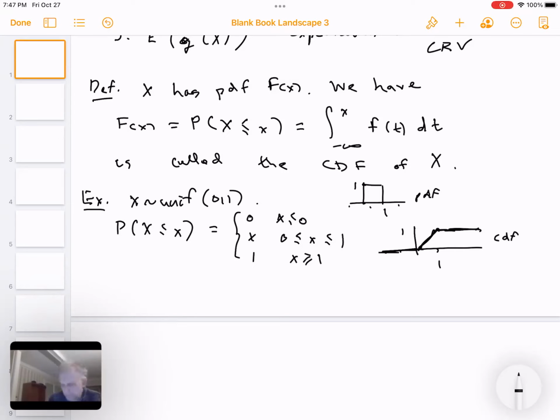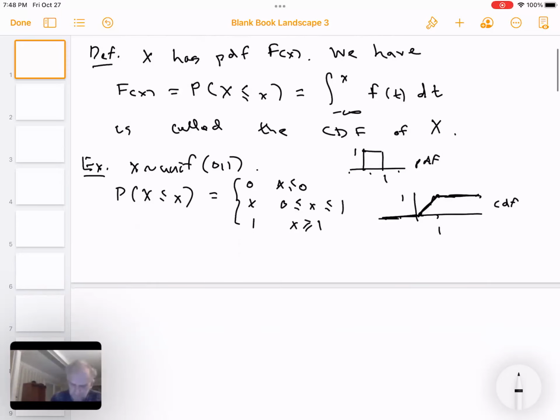If I'm interested, say, in the probability that capital X is less than 1/2, I just see what the value of the CDF is. So at 1/2, I go here, it's 1/2. Of course, if you just need the probability at a particular point, you don't really need to find the whole CDF function. You can just integrate at that particular point. But sometimes it's useful, as we'll see in a second, to have a CDF function. Let's look at another example before we get more general about this.